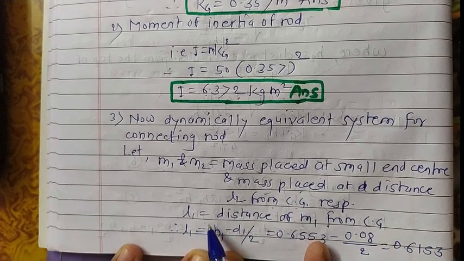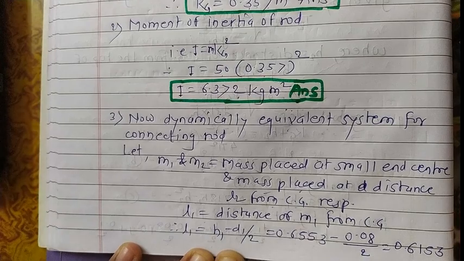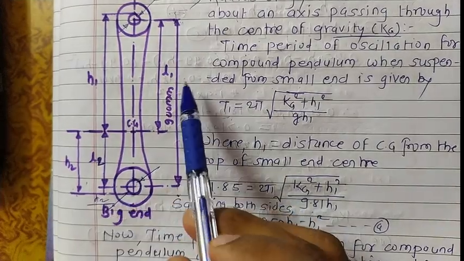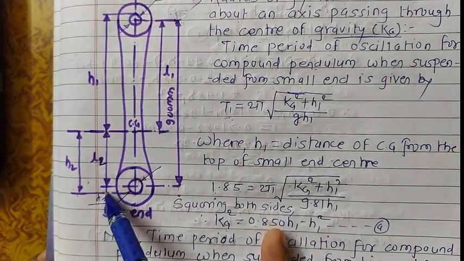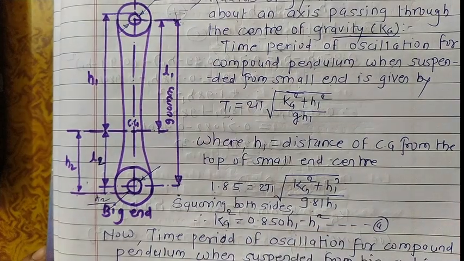So what about L1? We can get a clear idea about this once we see the diagram. Here is the length L1, and here is the length L2. Already this L1 length is with us, somewhere here is the value for L1.